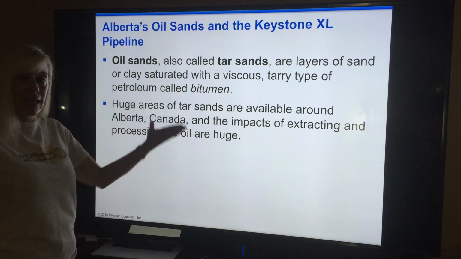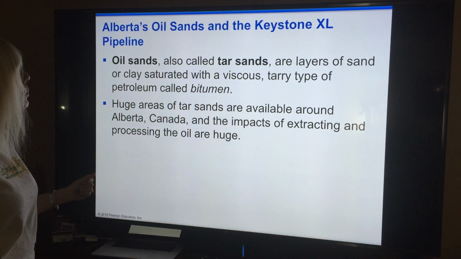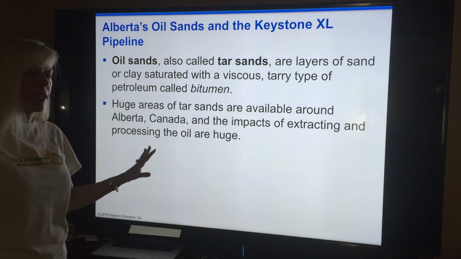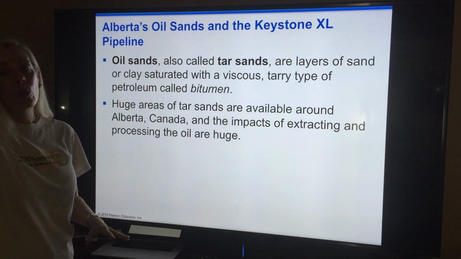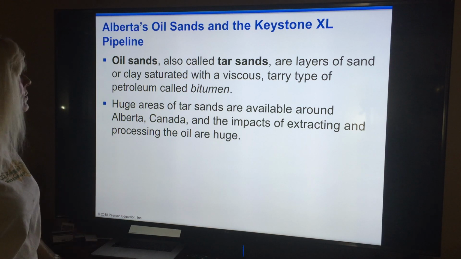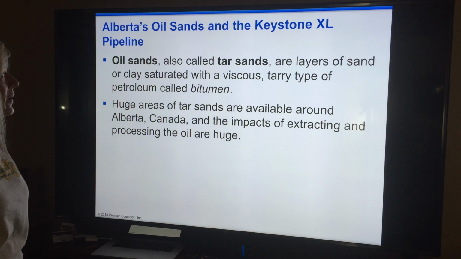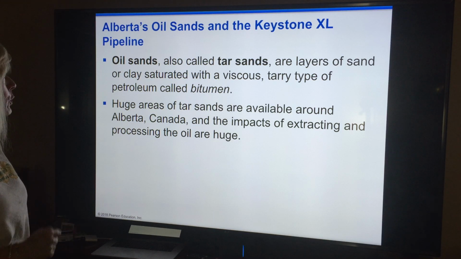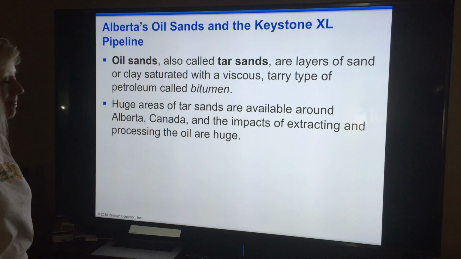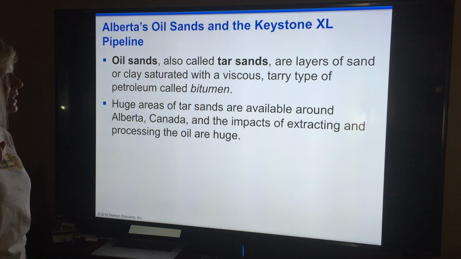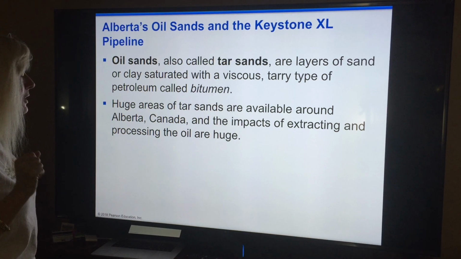So in Alberta, Canada, and the Keystone Pipeline, oil sands, also known as tar sands. You're going to need to know the different types of fossil fuels, and this is one of the ways that we can get oil. So oil sands, also called tar sands, are layers of sand or clay saturated with a viscous, tarry type of petroleum called bitumen. Huge areas of tar sand are available around Alberta, Canada, and the impacts of extraction and processing the oil are huge.